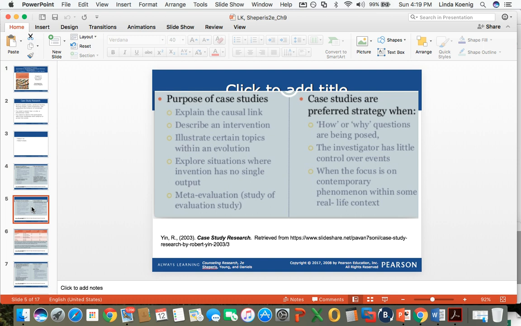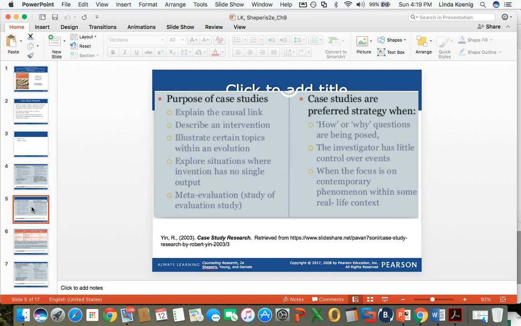So case study might be our preferred strategy. You see here the list on the right when we want to answer the question how or why, if we really don't have any control over events, or when the focus is some type of contemporary phenomenon in a real life context.